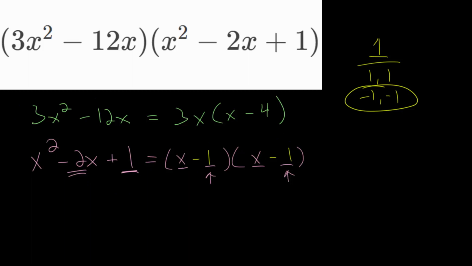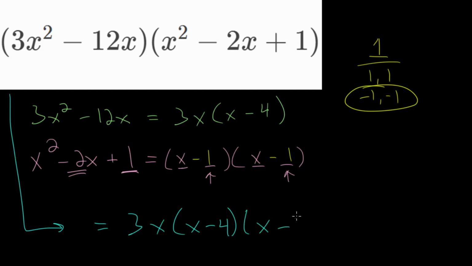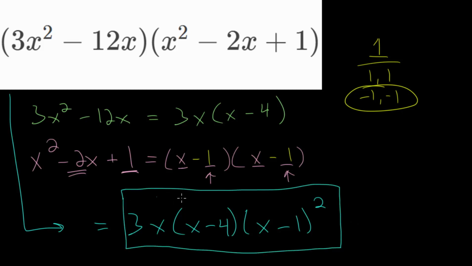And now just combining everything together, this product of these two polynomials would factor into 3x multiplied by x minus 4, and then multiplied by x minus 1 twice, which we can write as x minus 1 squared. So this right here should be our final answer. And if you do want to check it, just re-multiply everything back out and see if you get back what you started with.